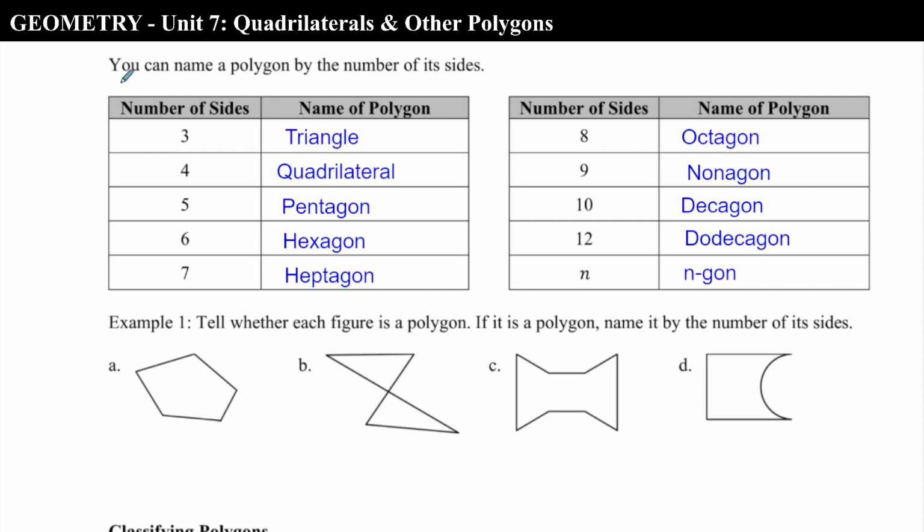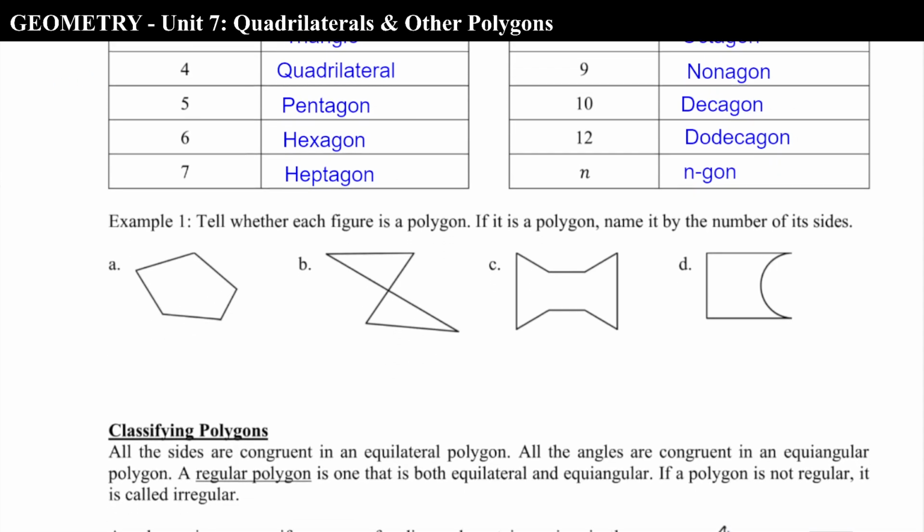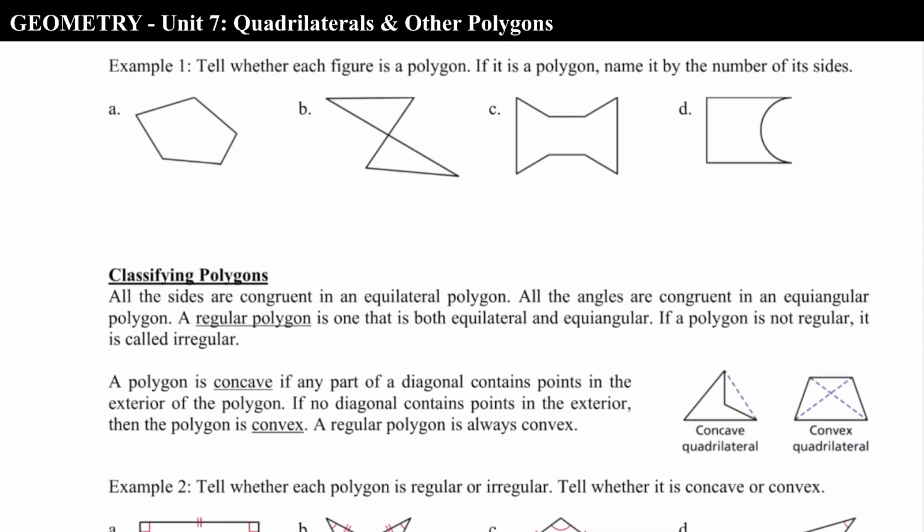So let's use this information to do example 1. We want to tell whether each figure is a polygon, and if it is a polygon, we're going to name it by the number of its sides. So this first figure has nothing that crosses, so it is just a 1, 2, 3, 4, 5-sided figure. So it is a polygon, and more specifically, it is a pentagon.